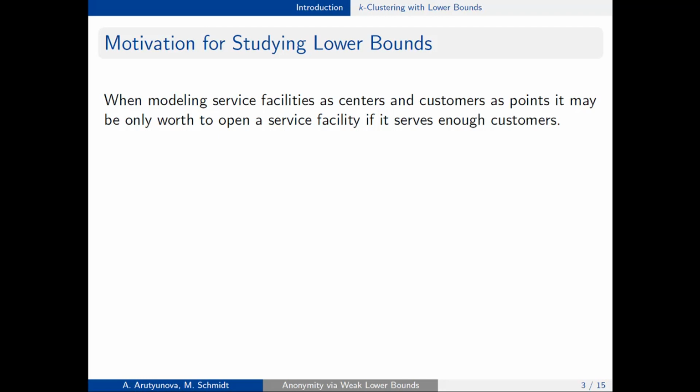So why are we interested in studying lower bounds? Suppose you're a company and you have to decide where to build facilities. Then it is sensible to assume that a facility is only profitable if it serves enough customers, meaning that with lower bounds we can determine profitable locations where to build the facilities later on.